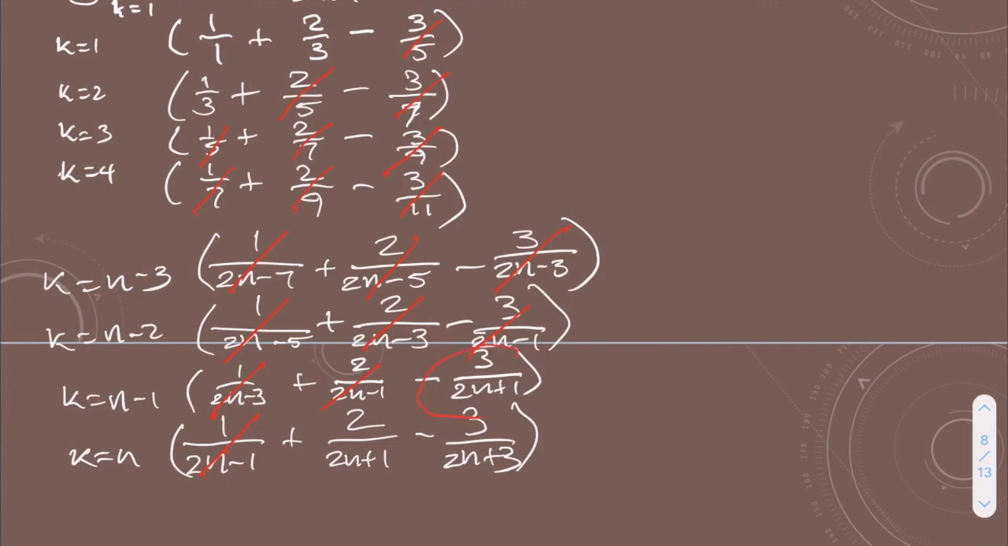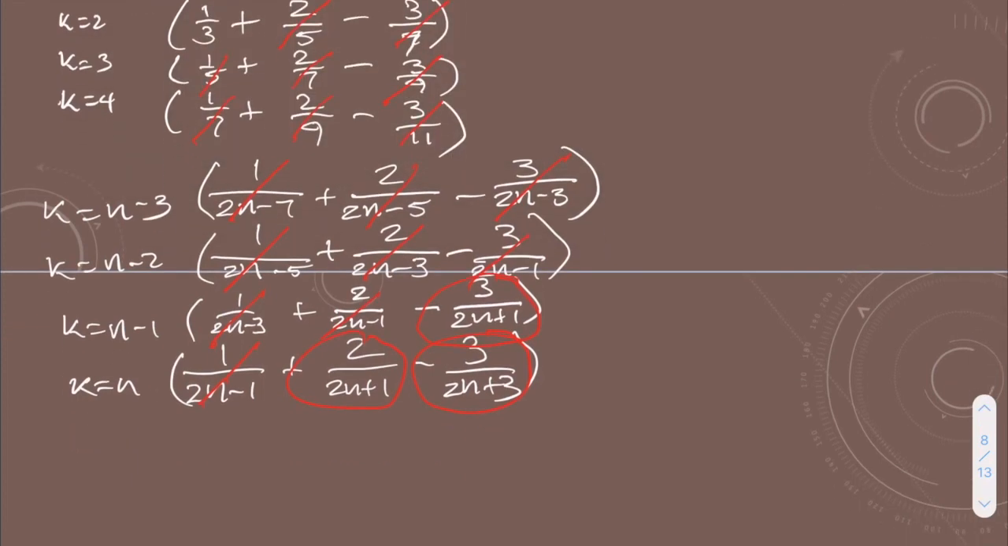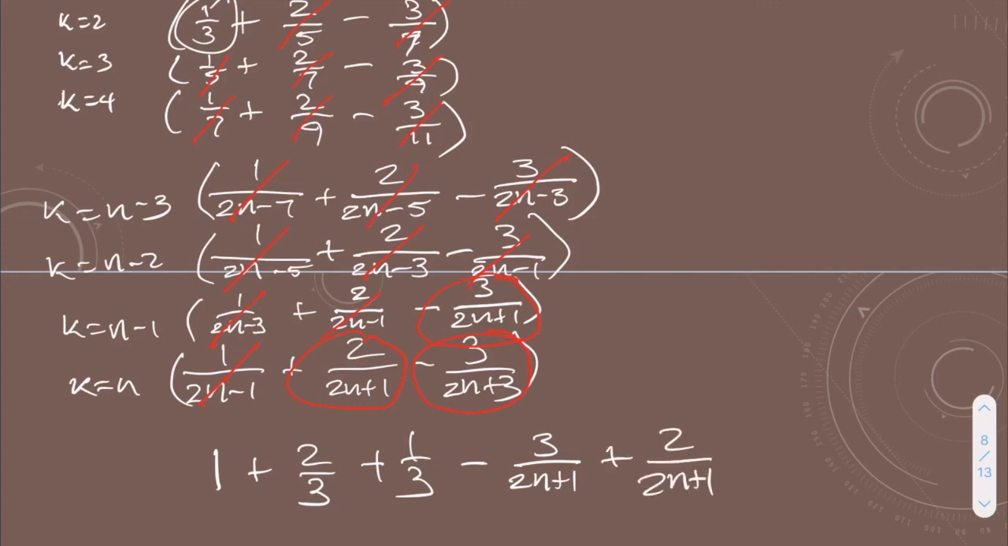is this negative 3 over 2n plus 1, this 2 over 2n plus 1, and this negative 3 over 2n plus 3. And that's what we're going to deal with now. So watch what we have left. We actually have 1 plus 2/3 plus 1/3, because we have these guys up here. And down below, we have minus 3 over 2n plus 1 plus 2 over 2n plus 1 minus 3 over 2n plus 3.